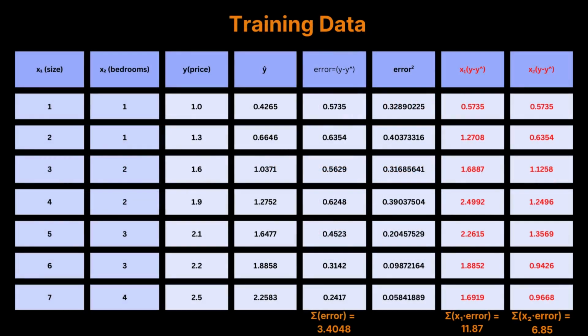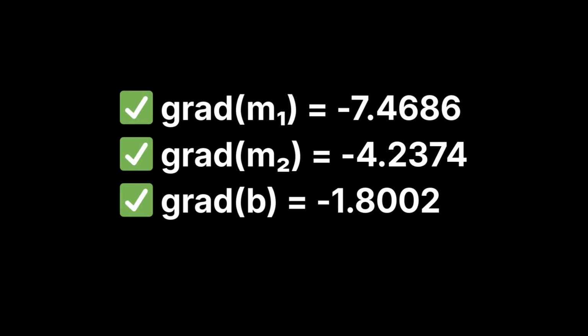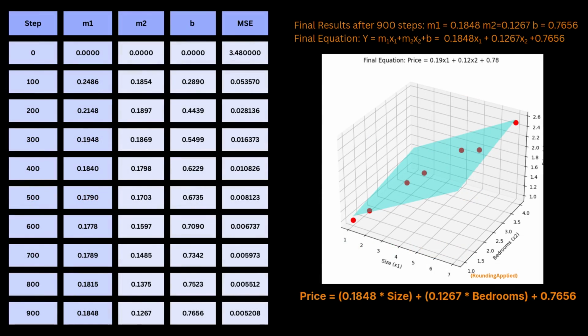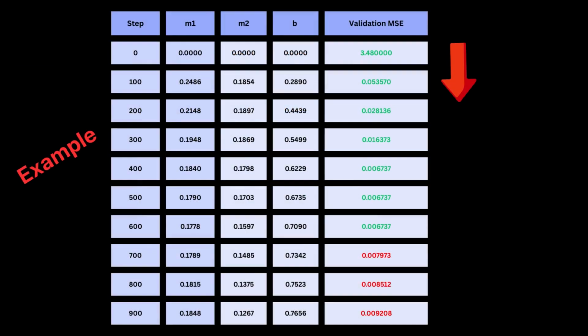First, we train the model using only the training data. We make predictions, we compute errors, and we calculate training MSE. Now comes the key difference. We freeze the model. No learning, no updates. We use the same weights and bias and we calculate error on the validation data. Now we repeat training. Each time, training error usually goes down. That's expected. The model is getting better at fitting the training data.